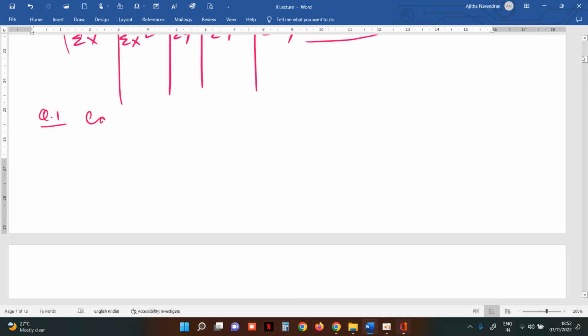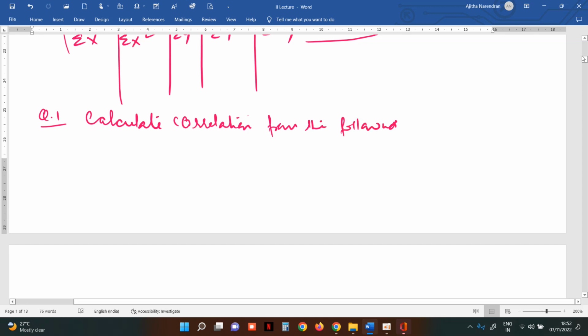For example, you have to calculate correlation, Karl Pearson's coefficient of correlation, okay, from the following data. We can take x and y. X and y figures are given. I'll just write once. The same value you have to write here, okay.